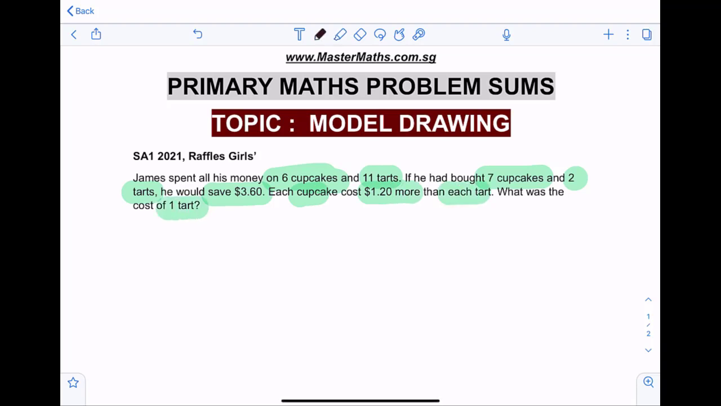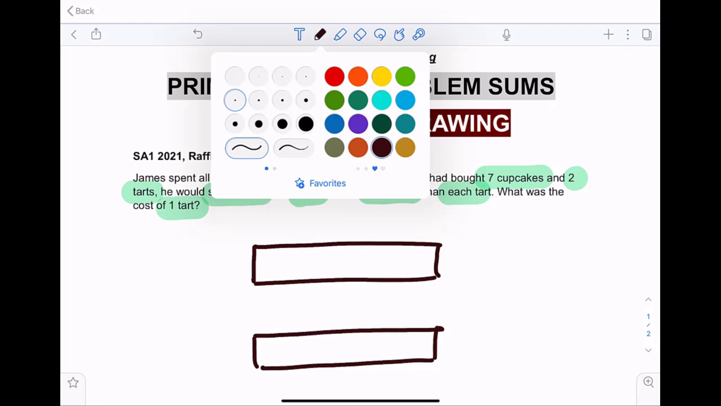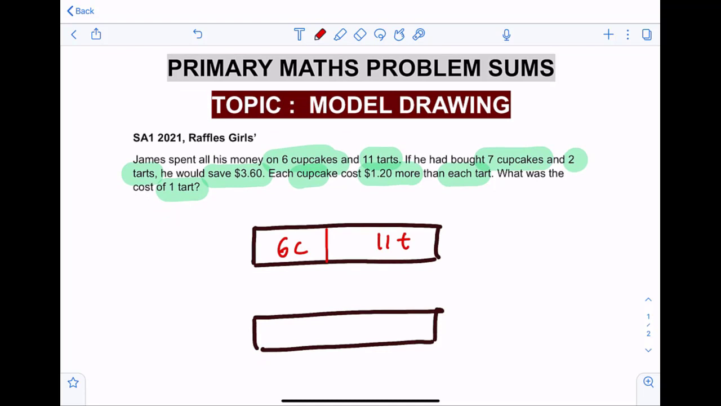Now, to do this effectively, a model drawing will work really well. Okay, so the first model is as such. Second model is also the same because he had the same amount of money, right? Now, for the first model, what we can do is to put 6 cupcakes and 11 tarts. For the second model, we have 7 cupcakes.